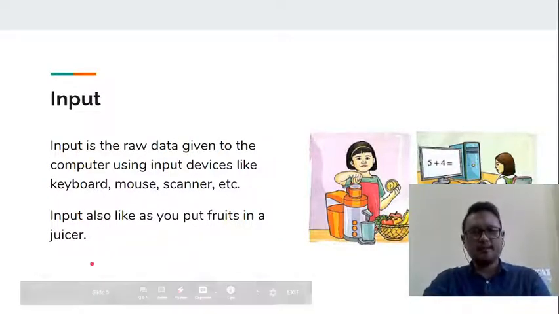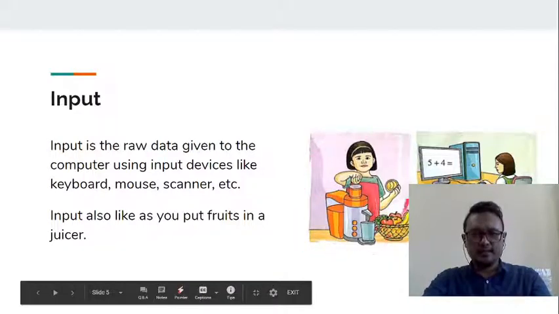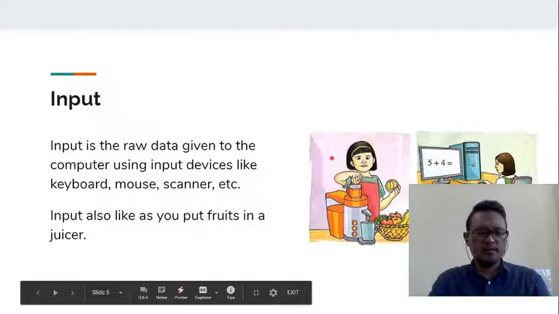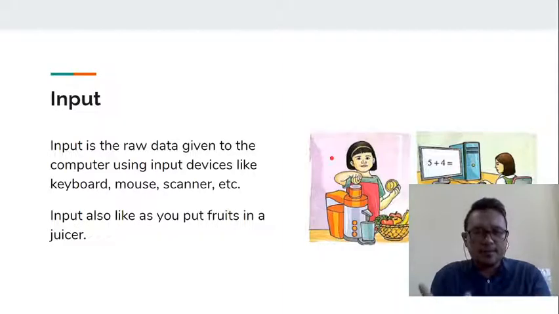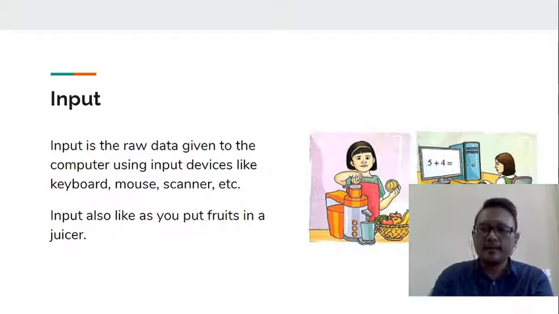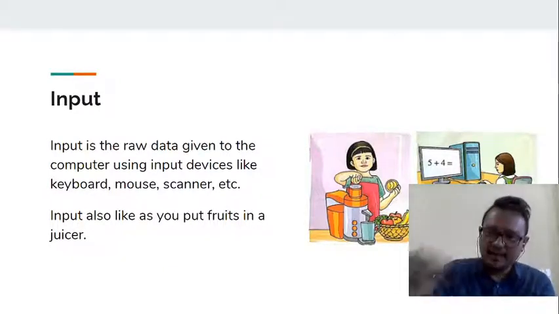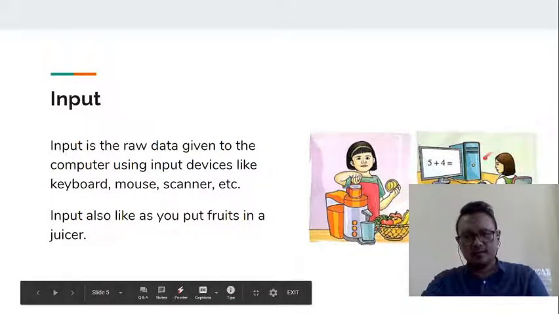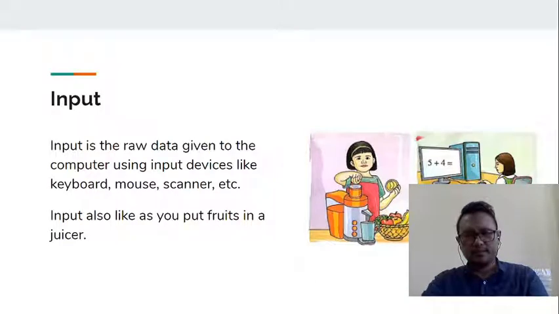Okay, now in this picture, as you can see, there are two pictures. One with the juice processor. She's going to make a juice. Now the input is she put the fruit inside the juicer. Put it like that. On the second picture, she's doing a math problem. She's trying to solve math problem. 5 times 4 equal to.